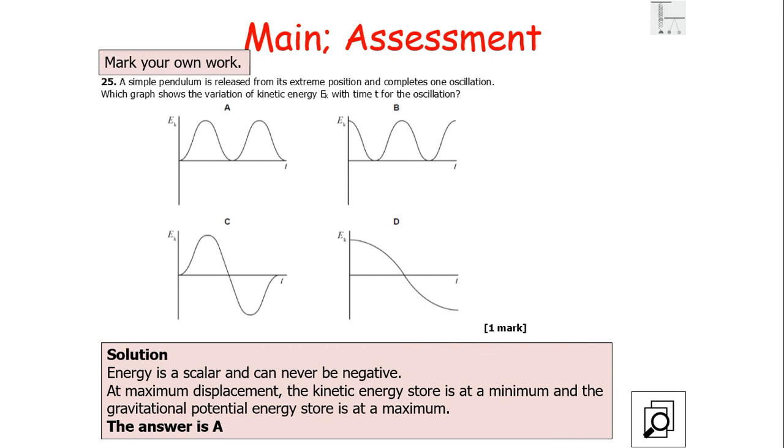Now, at maximum displacement, the kinetic energy stored is at a minimum, and the gravitational potential energy stored is at a maximum. So it says it's released from an extreme position. So at time t equals 0, it's not moving, but has maximum gravitational potential energy. So that equates to the graph of A, not B.